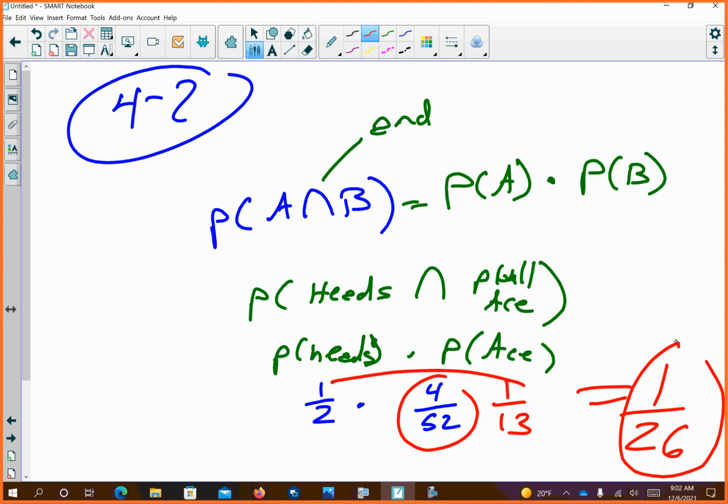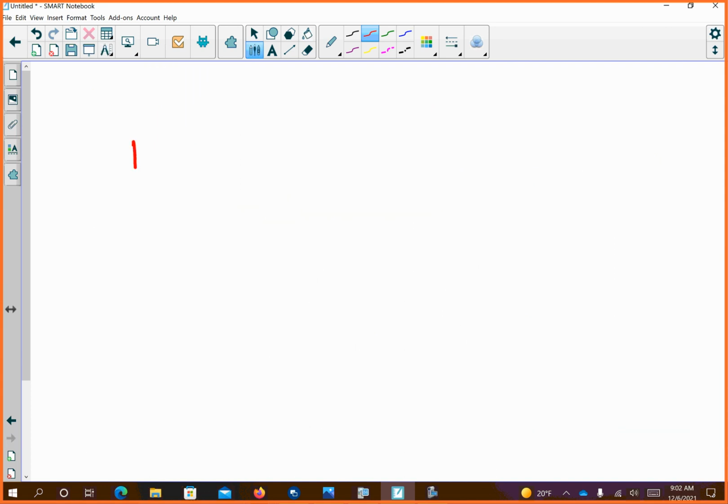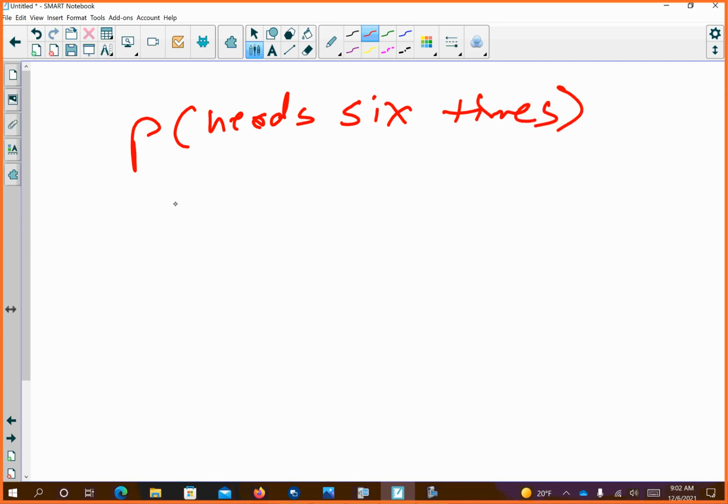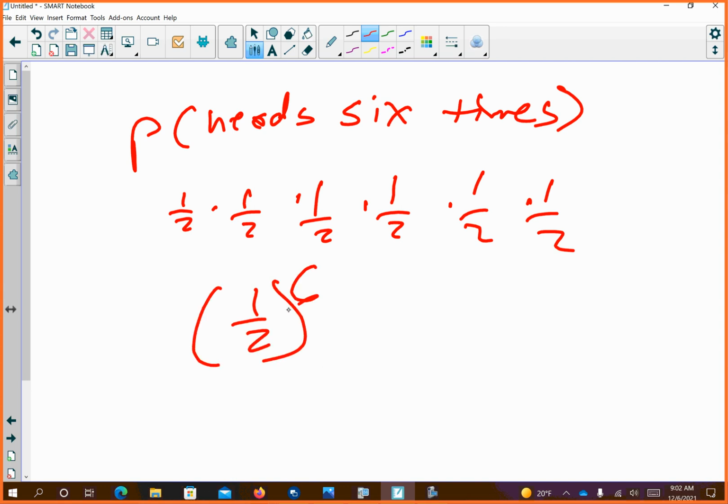The probability to roll a die 5 times, obtaining a 6 5 times. So if I wanted, what's the probability that I get heads 6 times? Again, the coin doesn't remember, so you have 1/2 times 1/2 times 1/2 times 1/2 times 1/2 times 1/2, or 1/2 raised to the 6th power. So 2, 4, 8, 16, 32, 64. P means probability. P parentheses means we're doing a probability of something.